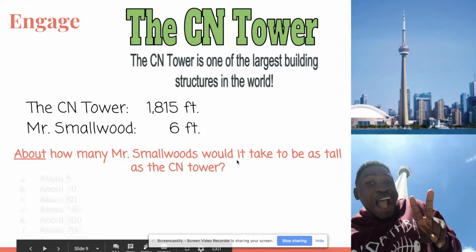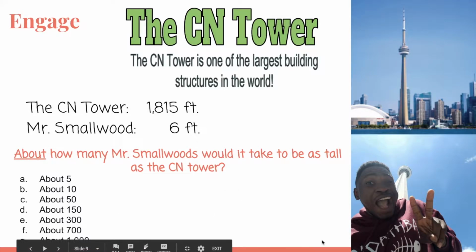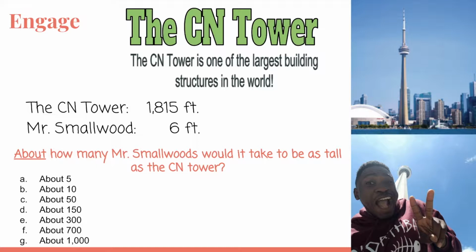So, let's get you some multiple choices. Here we go. We have about 5, about 10, about 50, 150, 300, 700, 1,000. What do you think? Pause the video if you need time to think. All right. Well, the correct answer is 300. Here's how I can prove it.